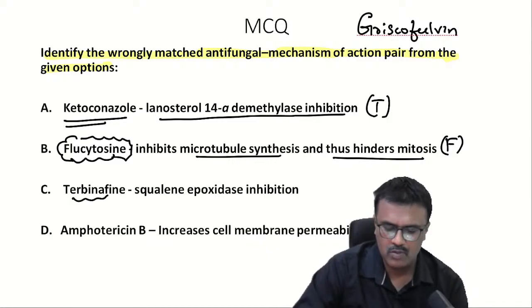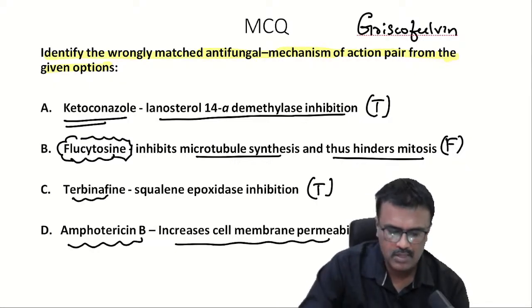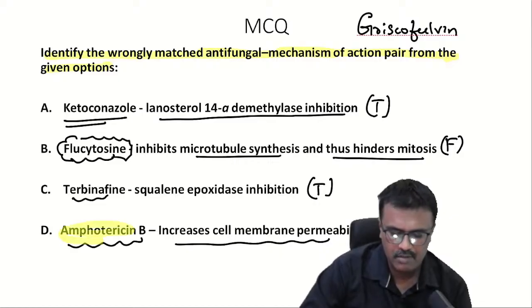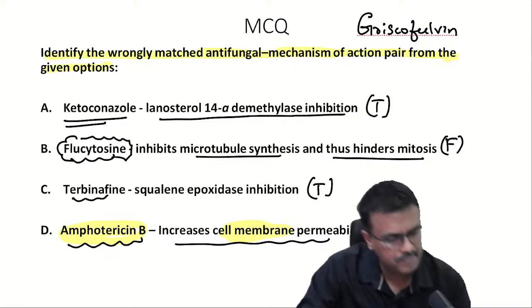Terbinafine inhibits squalene epoxidase. True. Amphotericin B increases cell membrane permeability. That is also true. Recently they had asked a question, what is the site of action of amphotericin B? Cell membrane is the site of action.